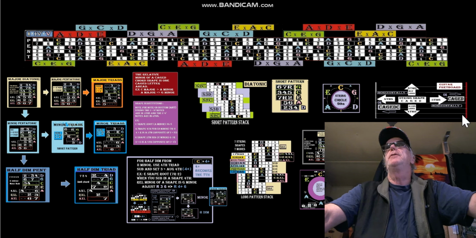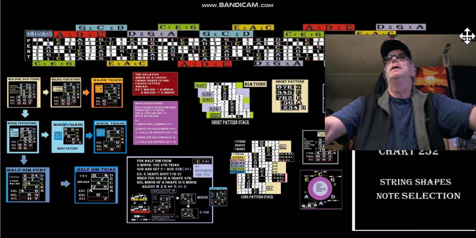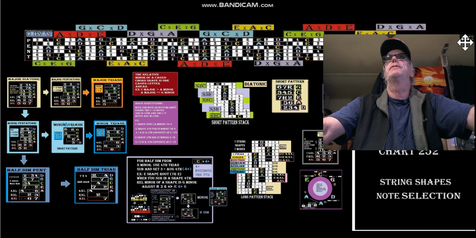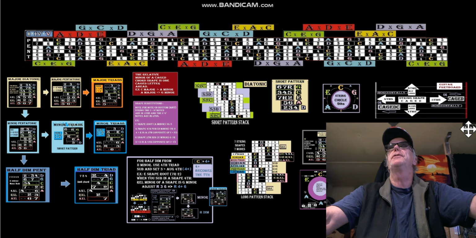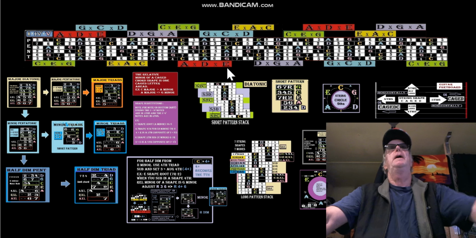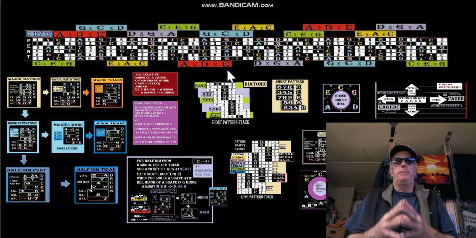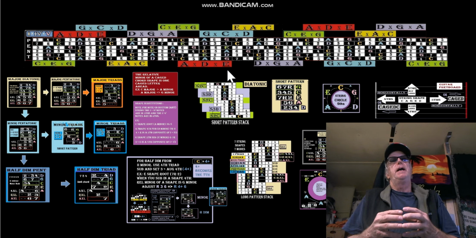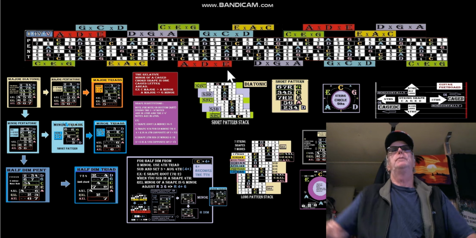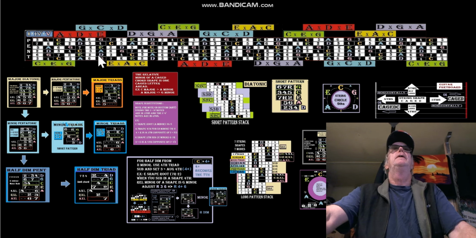Today we're going to be talking about chart 252 and 253, note shapes, string shapes, note selections, and whatnot, and just trying to iron out some of the ambiguous points. I've practiced since the last lesson and made some simplifications. So let's dig into it.